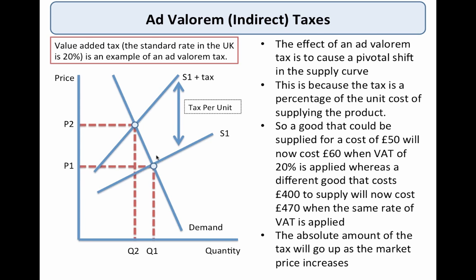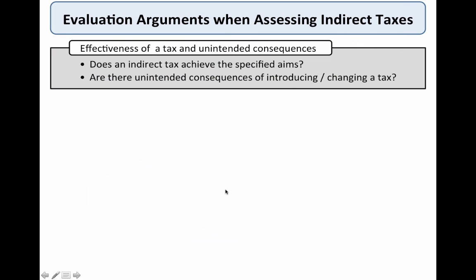Interestingly, in the exam a couple of years ago, they asked a multiple choice question where they wanted you to show the effect of a fall in VAT. A fall in VAT. So what you do in this diagram here is you reverse the shift in the supply. You go from S1 down to the lower supply curve, but keeping that pivotal change. Let's move on to evaluating the effects of indirect taxes.